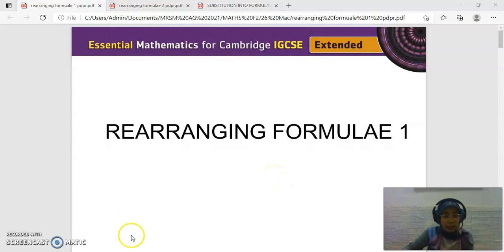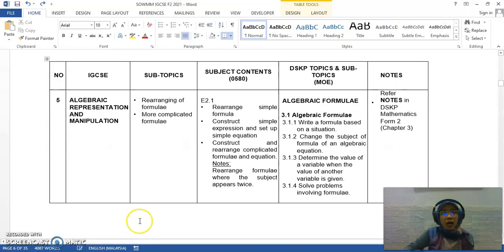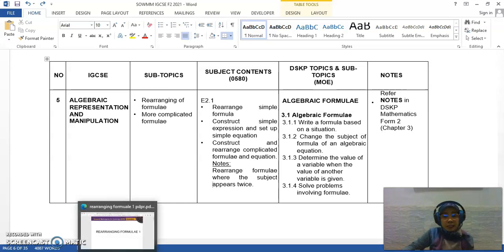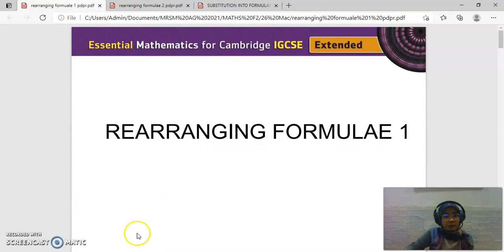Today we're going to learn about algebraic formula, and this is the last part in algebraic manipulation. For this part, you will know how to rearrange simple formula, construct simple expression and set up simple equation, and also construct and rearrange complicated formula and equation. We rearrange to make it a simple formula, and then we substitute value. That is what we learn in rearranging formula.